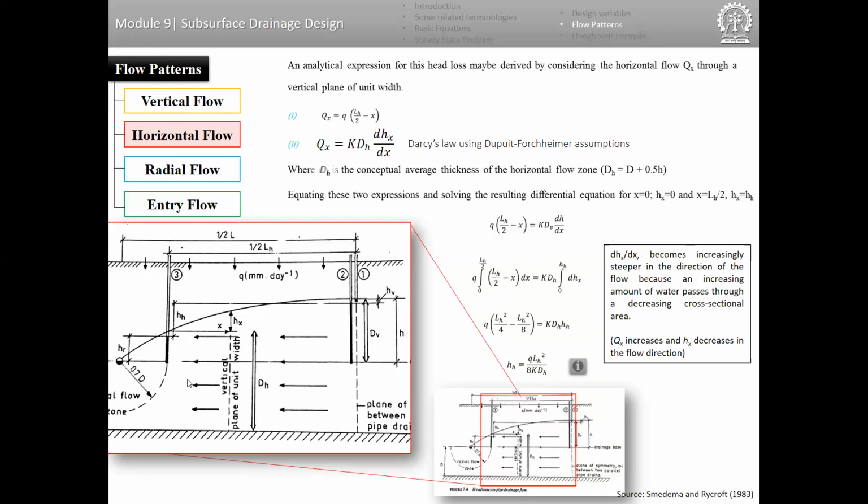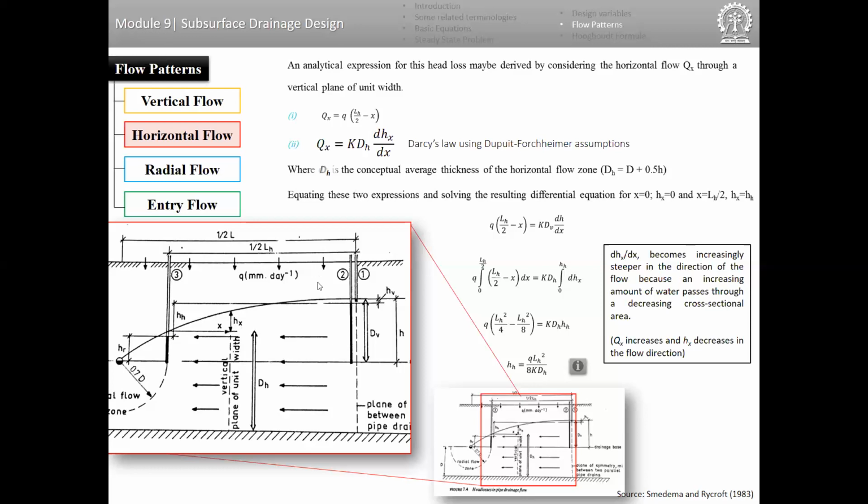So we can write an analytical expression for this head loss, and it can be derived by considering the horizontal flow qx through a vertical plane of unit width. Let's say at any point, here, you want to calculate the horizontal flow. From this point to this point, the total distance is LH by 2. From this point to this point, the distance is x. So the distance from this point to this point is LH by 2 minus x.